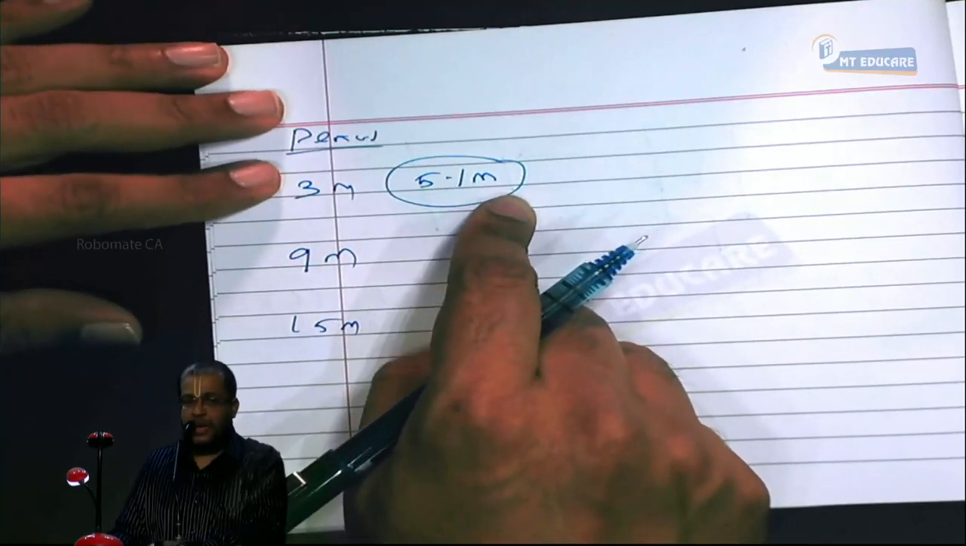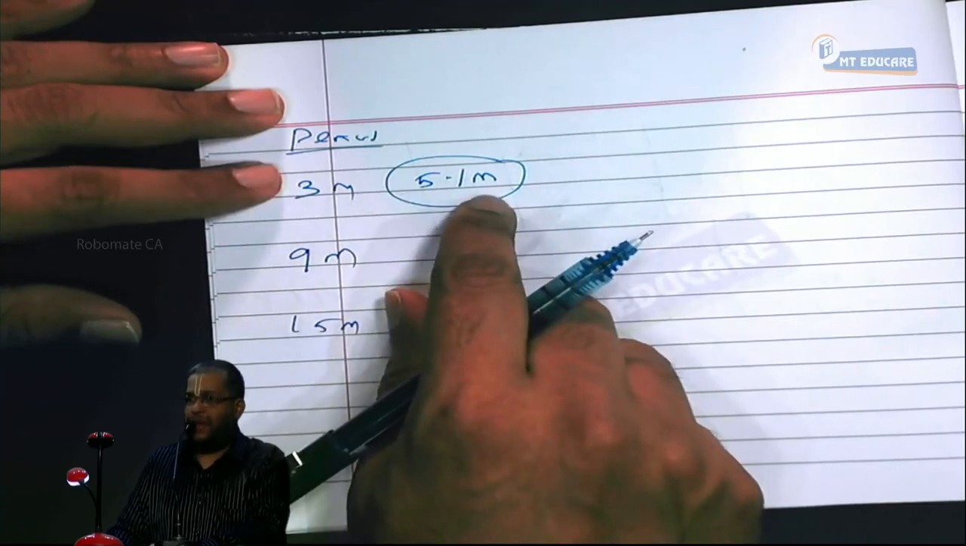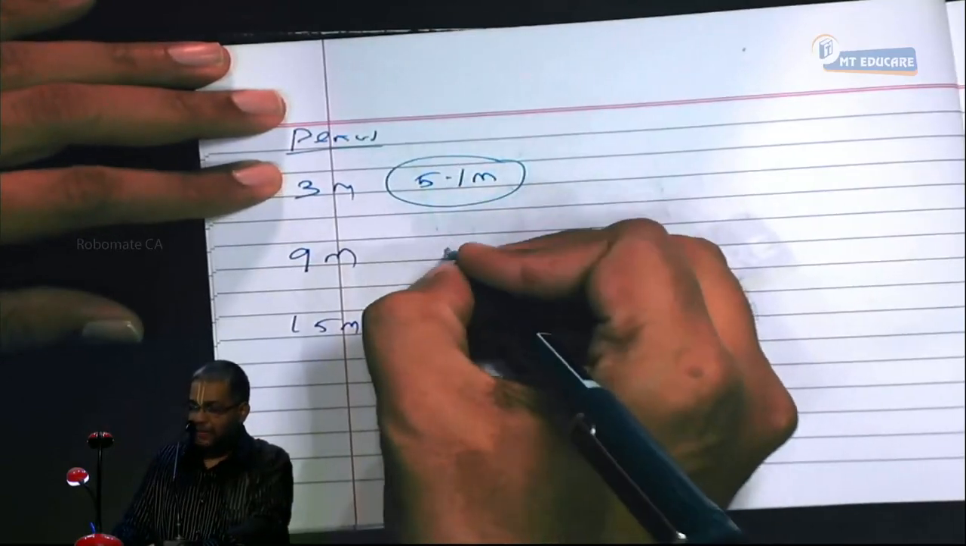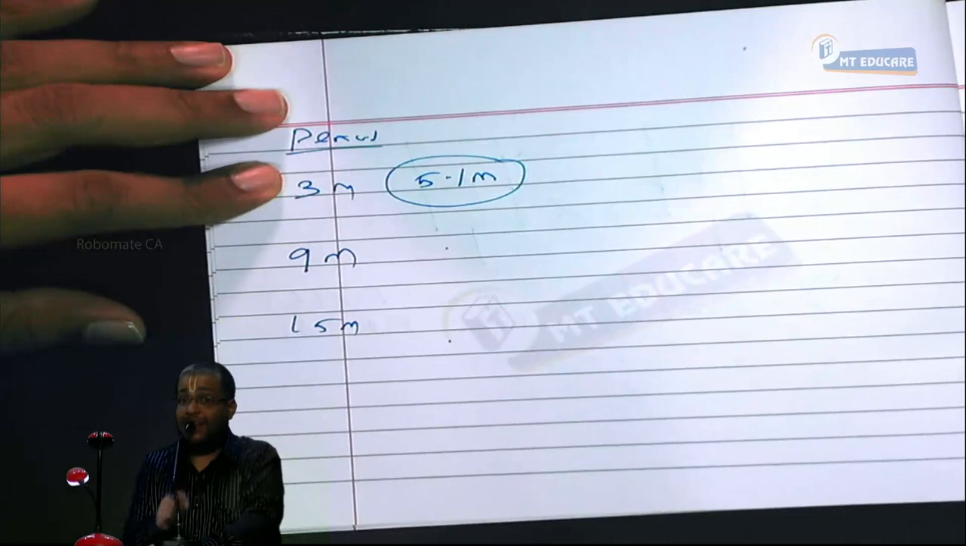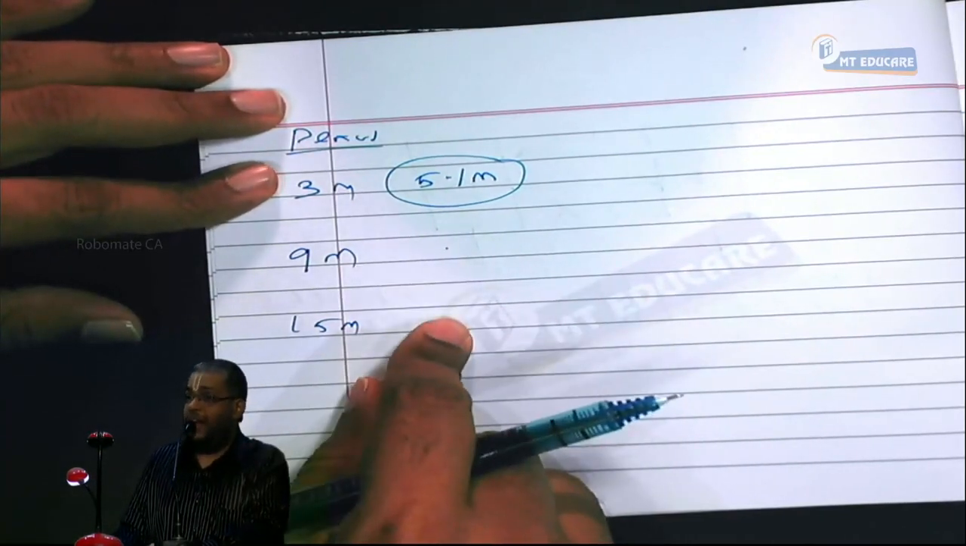They pay a 6 months coupon. How much do they pay? 5.1. I receive 5.1 after 3 months. Yes or no? And after 9 months, after 15 months, I don't know what I will receive. Correct? I don't know what I will receive.